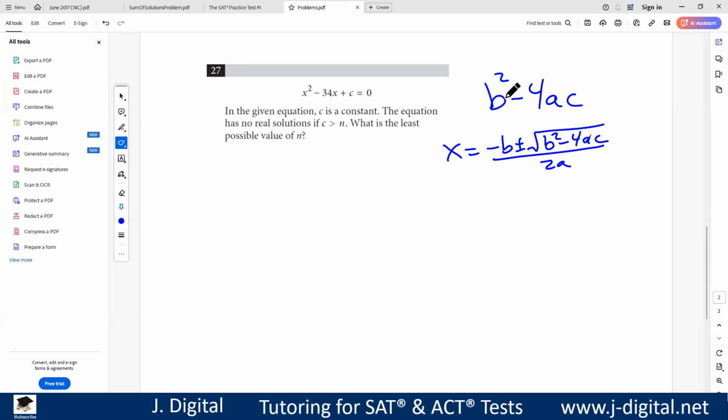Okay, so the discriminant, if that is greater than 0, you have 2 real solutions. When it's equal to 0, you have 1 real solution. And when it's less than 0, you have no real solutions. Okay. Now, what's that look like on the graph? Let's take a look.